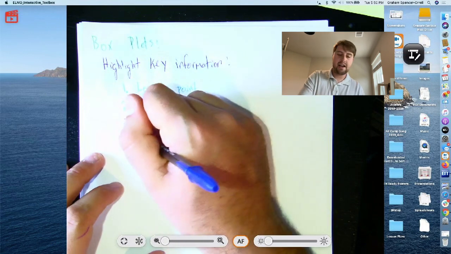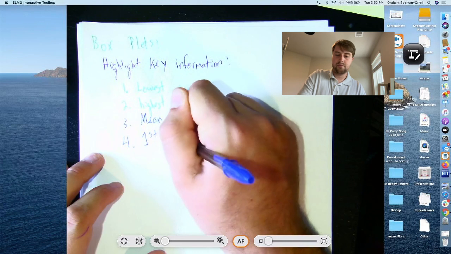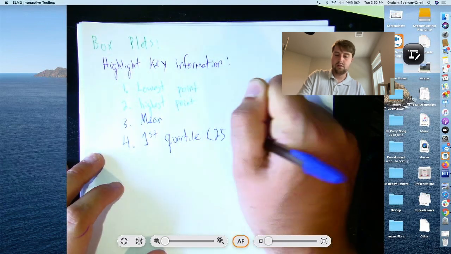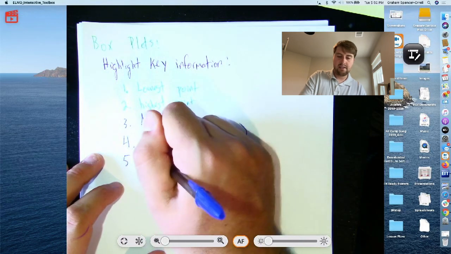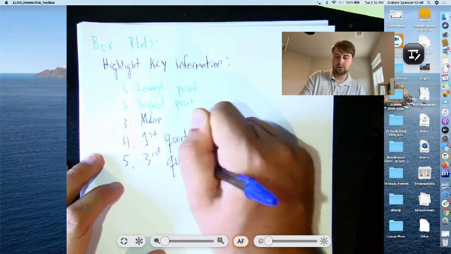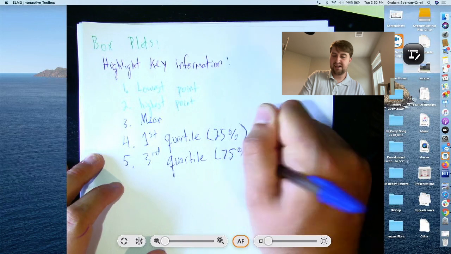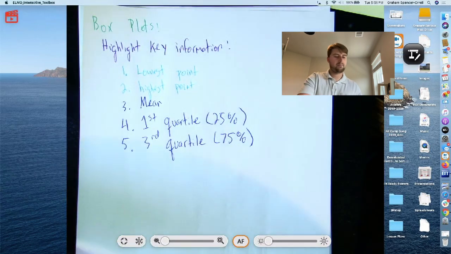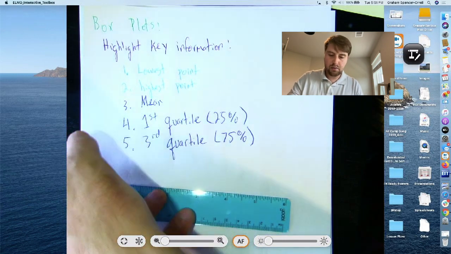Then they also have the first quartile, which means 25%, and then the third quartile, which is where you're at 75% of the data points. So you'll see them. Your box plots will look like this.